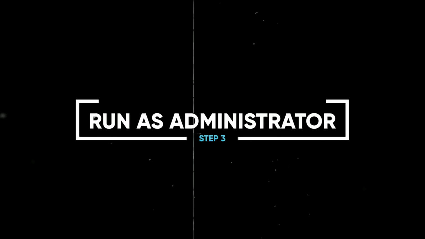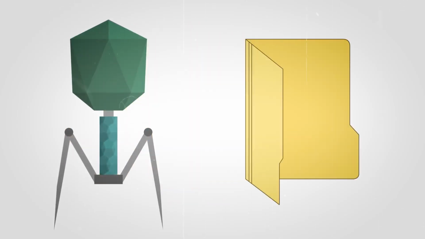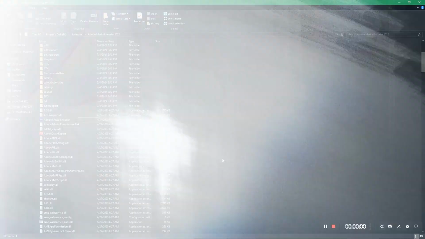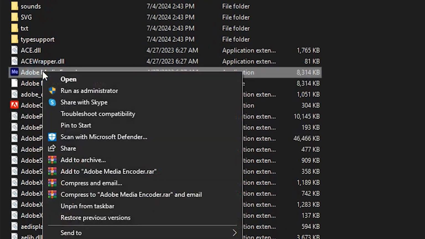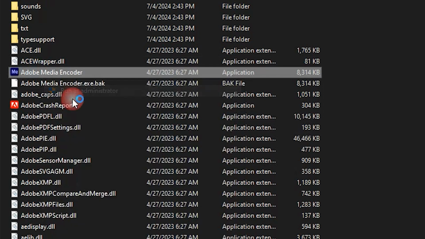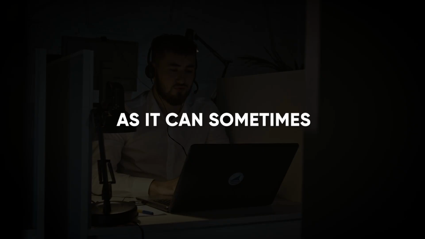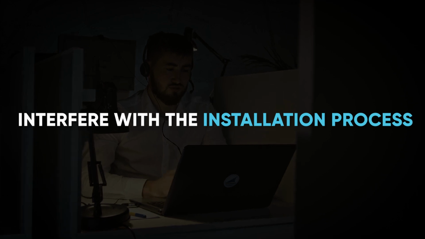Step 3. Run as administrator. Sometimes, installation errors occur due to insufficient permissions. Right-click on the installer file and select Run as Administrator. This can give the installer the necessary permissions to make changes to your system. If you're still encountering issues, try disabling your antivirus temporarily, as it can sometimes interfere with the installation process.